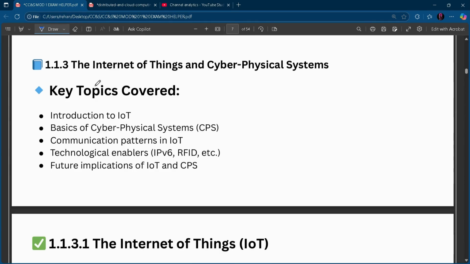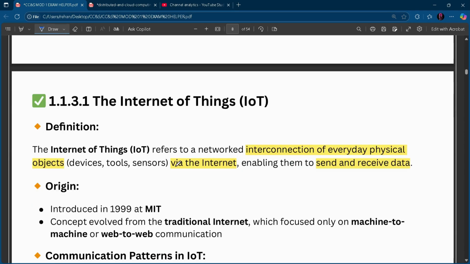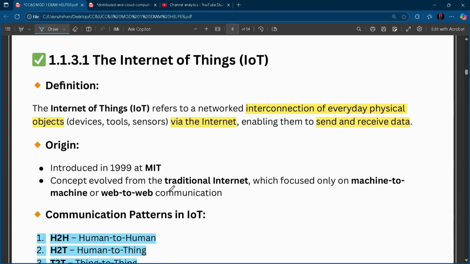1.2. This is the shortest part: the Internet of Things and cyber physical systems. Key topics covered: IoT, basis of CPS, communication patterns of IoT, technology enabled, future implementation, etc. IoT refers to a network interconnection of everyday physical objects via the internet, enabling them to send and receive data. It originated in 1999 at MIT.